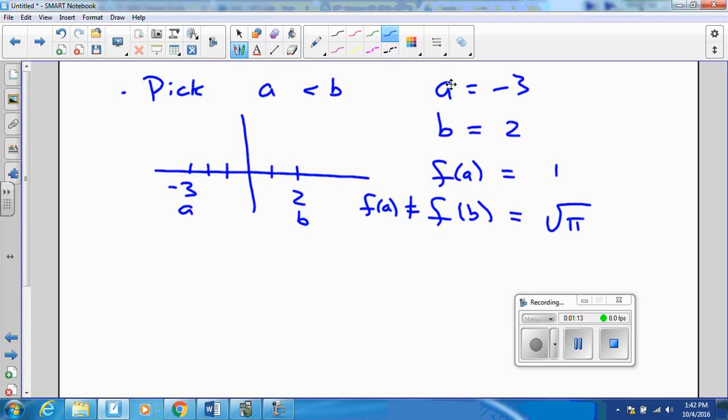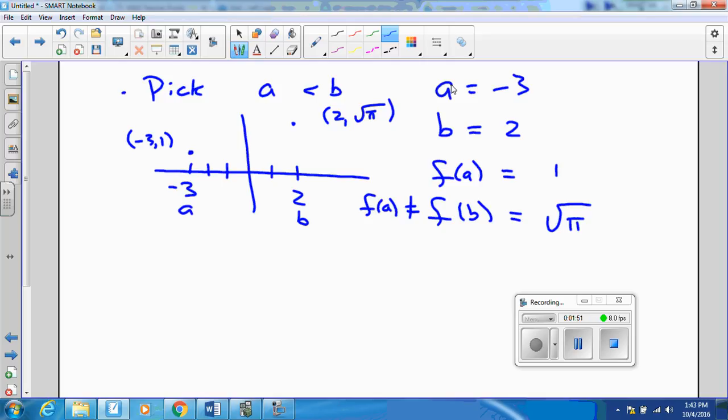Just because I feel like it. And then, once you've chosen your two randomly chosen numbers here, plot those points. So a, f of a is going to be -3, 1, and b, f of b is going to be 2, square root of pi. And I don't know what the square root of pi is, but it's going to be a little bit less than 2 and a little bigger than 1. Okay? Does everybody have 2 points?